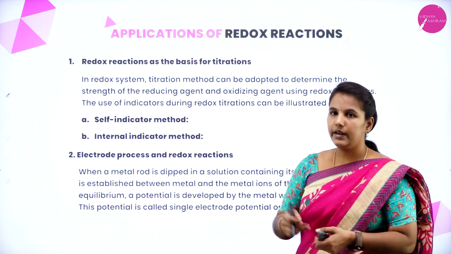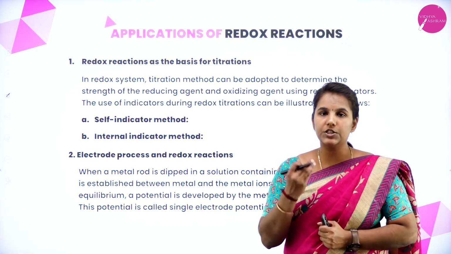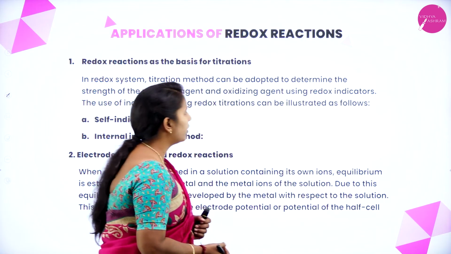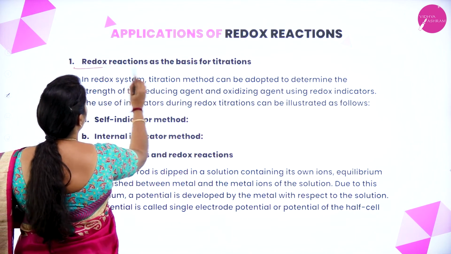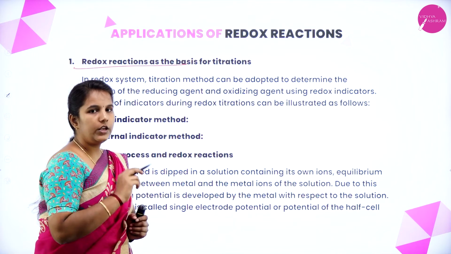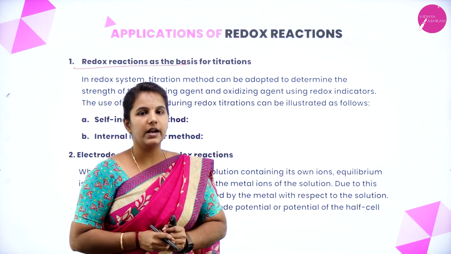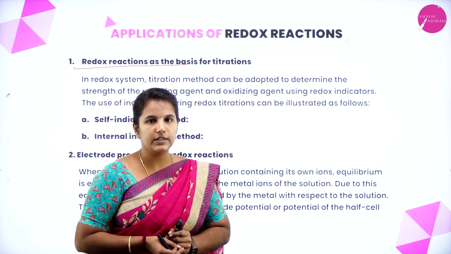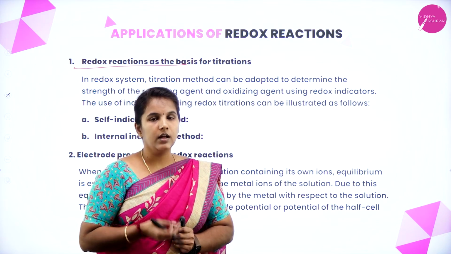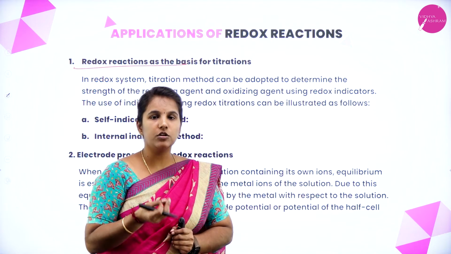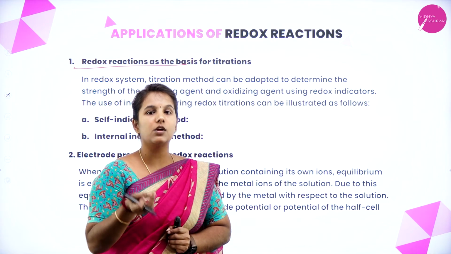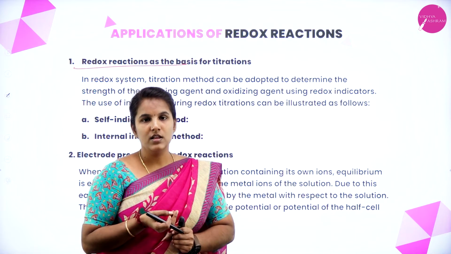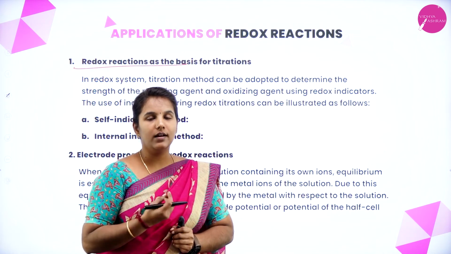In the next slide, we have applications of redox reaction. This redox reaction plays a very important role in chemistry, especially in titration. When you come to the second PUC, you will understand that titration is more important. Even in your first PUC you have done titration by using an indicator. But in the second PUC, you will do the titration of redox reaction where one is getting oxidized, one is getting reduced, by using a self-indicator. So this plays a very important role in the practicals.